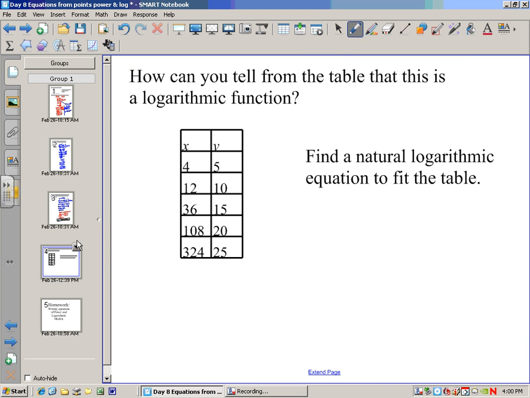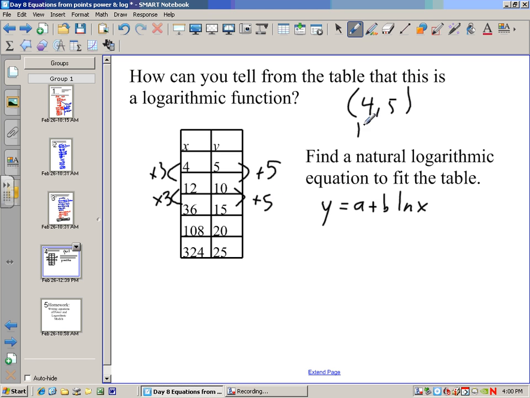What's this one? It says, how can you tell that this is a logarithmic function? Well, here we're multiplying by 3 for every time you go up 5. Now, if you want to find a natural logarithmic equation to fit this table, say y equals a plus b natural log of x, and you can use any 2 of these points. I'll use 4, 5 and 12, 10. Now I want you to pause the video and see how far you can get.